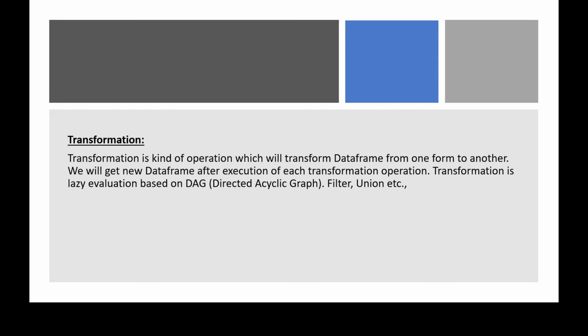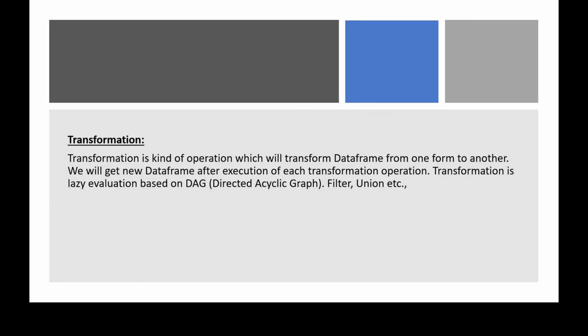Let us try to understand what a transformation is. Transformation is nothing but a kind of operation which transforms a data frame from one form to another. As a result of these operations, we will get a new data frame. A data frame is basically immutable, which means we cannot modify the existing data frame. When we apply a certain transformation, it always creates a new data frame. That is why this is called immutable.